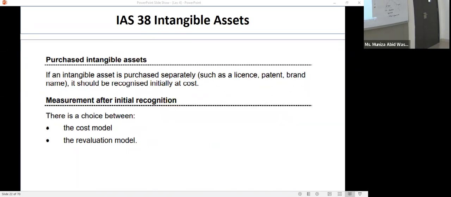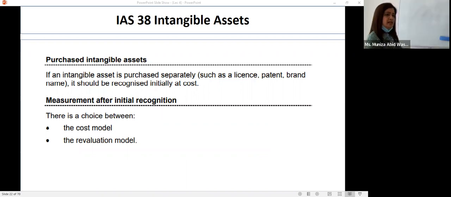Now, purchased intangible assets. One more thing you have to be clear about: that the purchased intangible assets are going to be recognized only. Internally generated intangible assets are not going to be recognized in our books of accounts. For example, if we have purchased a goodwill, then it can be recognized as an intangible asset. If we have purchased a brand, then it will be recognized as our intangible asset. If we have purchased any kind of franchise, then it will be recognized as an intangible asset.